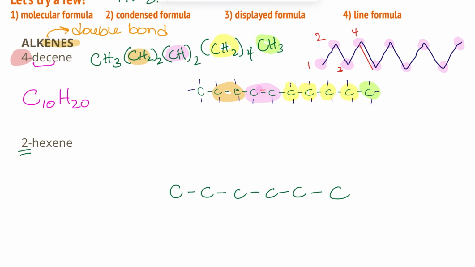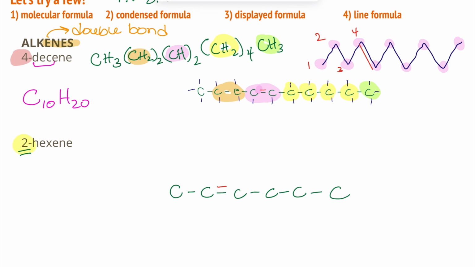And I could start my numbering here if I want, and put it here, or I could start my numbering on the other side, 1, 2, and it could be here. Either way, we can number from either side, and if your structure is flipped from maybe someone else's, it means the same thing, because we're going to number it so that that double bond is at the lowest numbered spot. So I'm going to go this way. So there's my 2-hexene. There's where my double bond is.